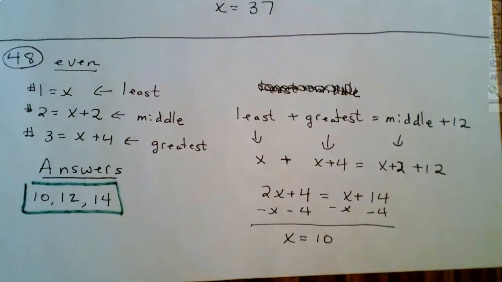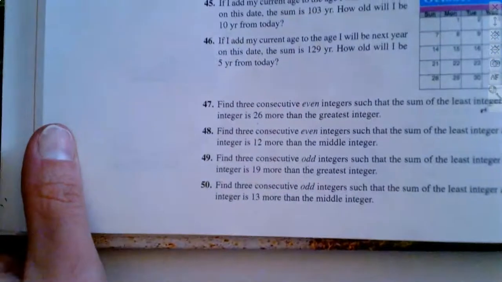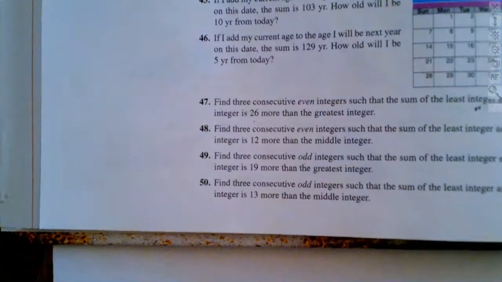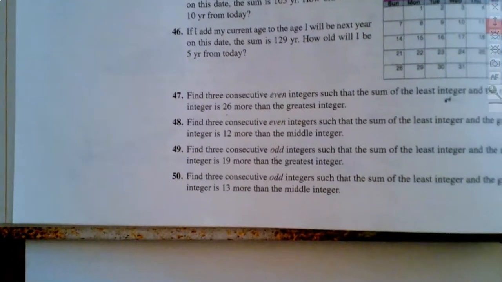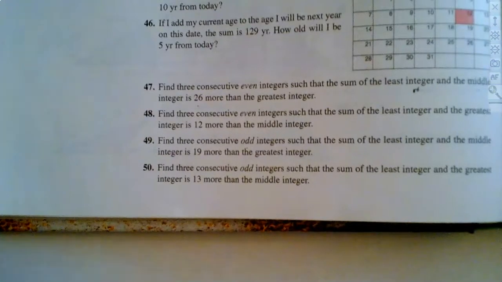I think we've got enough time to do one more. That will finish up then 1.4. So let's do one more. This will be an odd one. And we're going to look now at question 50. Find 3 consecutive odd integers such that the sum of the least and the greatest is 13 more than the middle. So very, very similar to the last one.